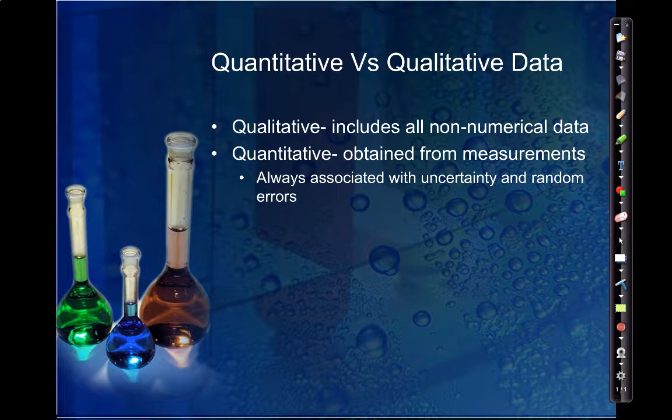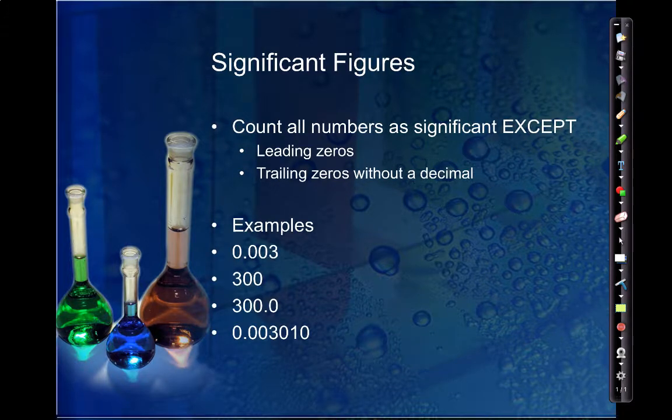Since we're taking a measurement and using some sort of device to do that, there is uncertainty and random errors associated with each measurement that we have. So when we round in science, we look at significant figures. When you're in a math class, you don't really care about that because typically with math, you're not dealing with measurements, but in science you are.